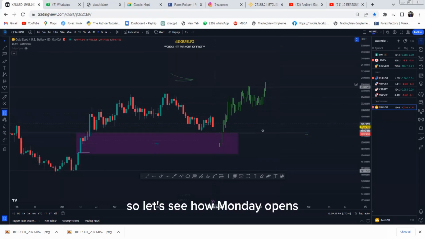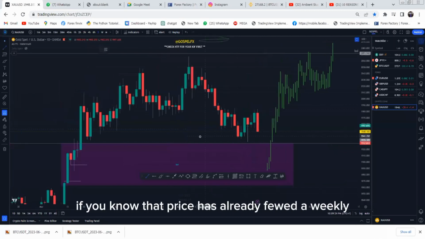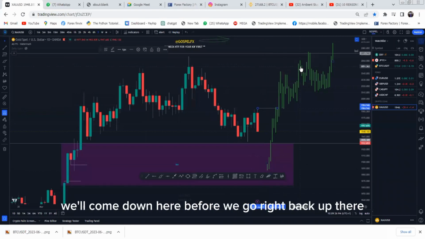So let's see how Monday trades. Now, if you know that price has already filled the weekly, we have already had a tap into the fair value gap. So if price should take this Monday high, then we are going to go right up to the buy side liquidity. But if it doesn't, we'll come down here before we go right back up there.